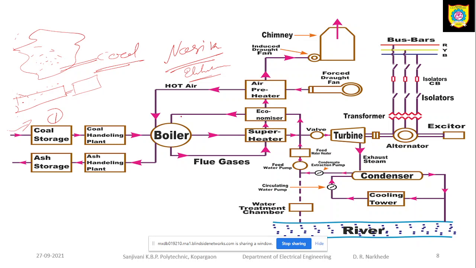For the working of a thermal power plant I require a huge quantity of coal. A power plant needs thousands of tons of coal per day to work. So we need to store the coal. The first unit in any thermal power plant is the coal storage. In the coal storage, the coal which is transported from the coal mine is stored.